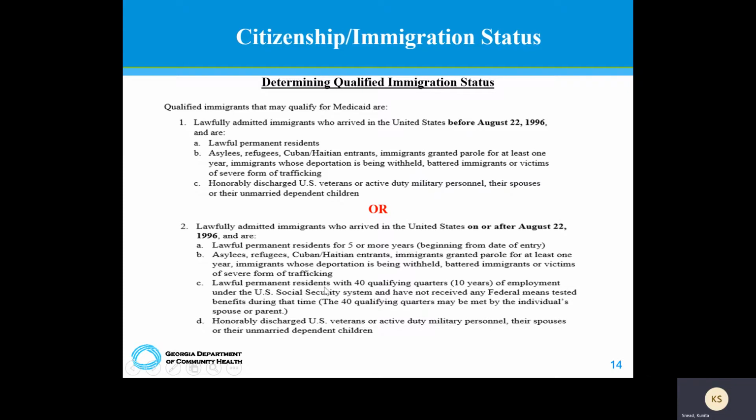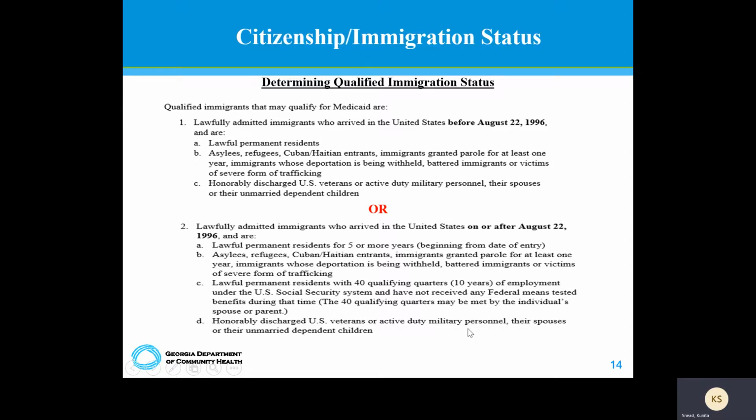C is a lawful permanent resident with 40 qualifying quarters, meaning they have at least 10 years of employment under the Social Security system, and they have not received any federal means tested benefits. And it's not only just for them. If they have a spouse or a parent, they can claim it under their spouse or parent as long as it has been 10 years of employment under the Social Security system and they have not received any federal means tested benefits. And then D is the same as above up here, the honorably discharged U.S. veterans or active duty military personnel.